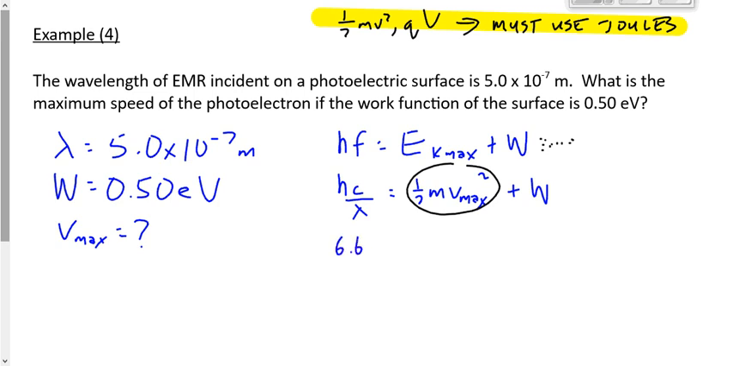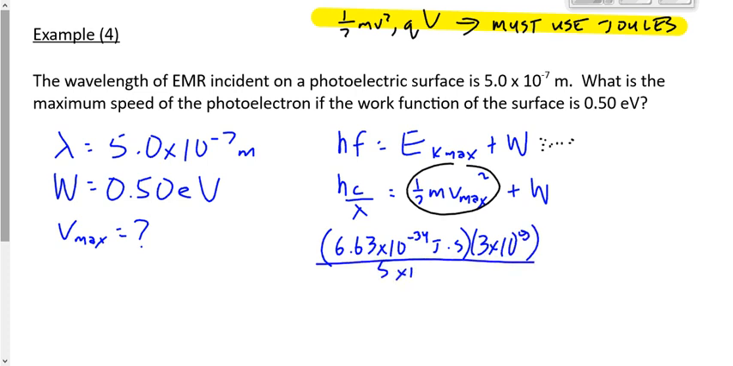We've got 6.63 times 10 to the negative 34 joule seconds. Got to use joules here. Times 3 times 10 to the 8, divided by the wavelength, which is 5 times 10 to the minus 7.